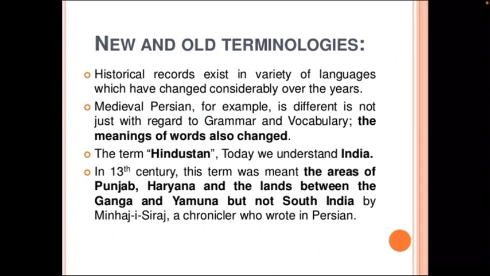Historical records exist in a variety of languages which have changed considerably over the years. Medieval Persian, for example, has changed not just with regard to grammar but vocabulary. The meaning of the words has also changed. The term Hindustan, today we understand as India. In the 13th century, this term meant the areas of Punjab, Haryana, and the lands between the Ganga and Yamuna, but not South India, according to Minhaj Siraj, a chronicler who wrote in Persian.